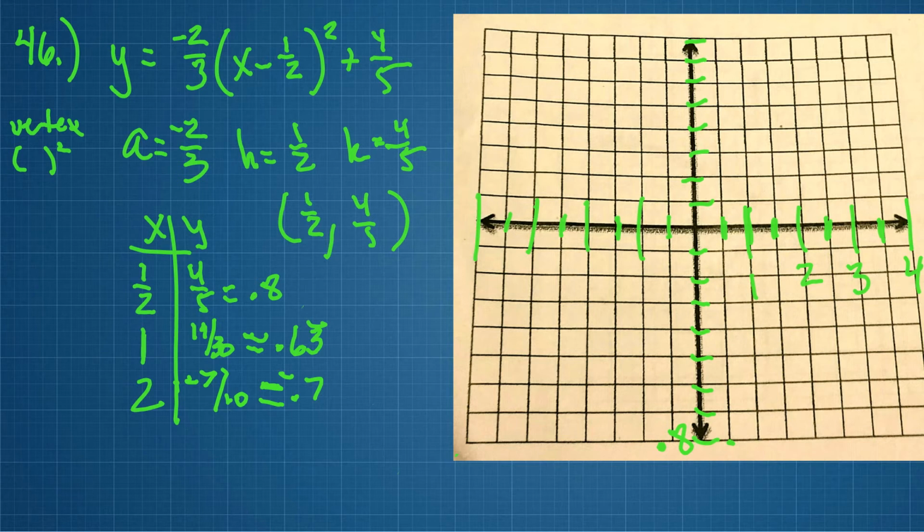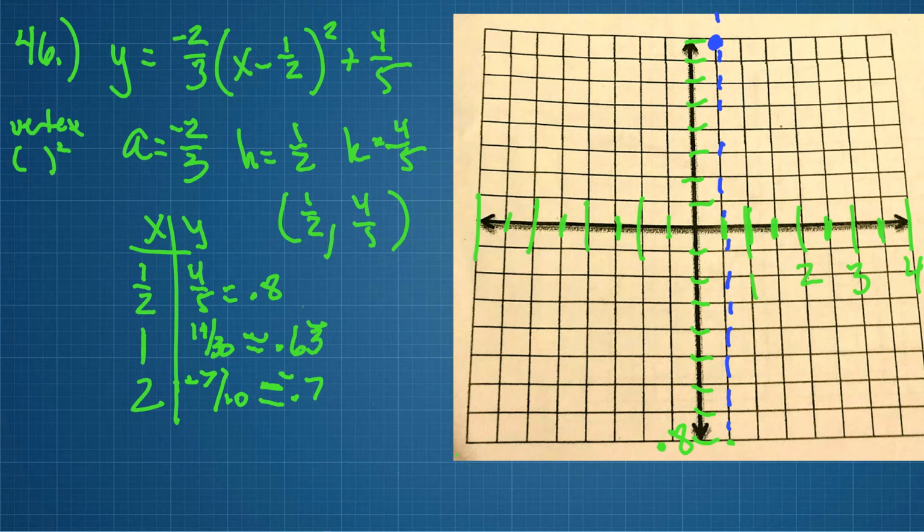Now I'm going to graph it. So I'm going to go 1/2, which is really easy, up to 8/10. See how easy that is to find? That's why I made the scale the way I did. Now 1's really easy to find. Go over 1. Now I'm going to go up 19/30 or 0.63.